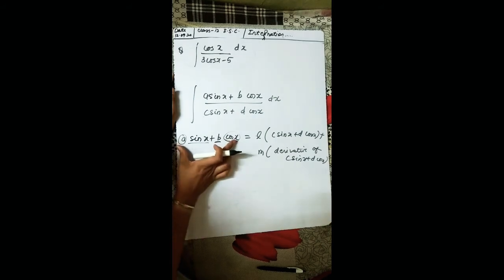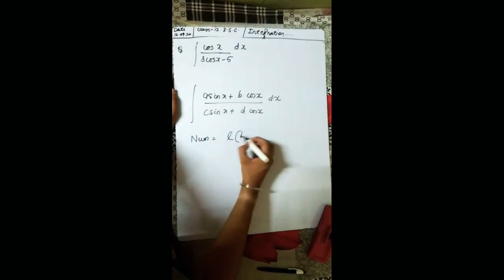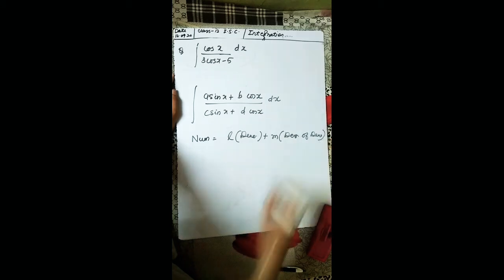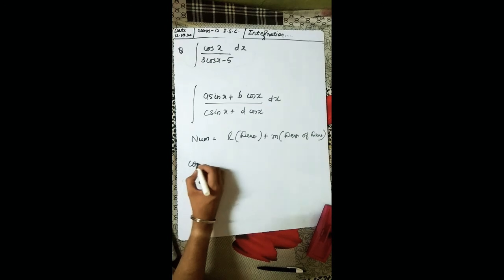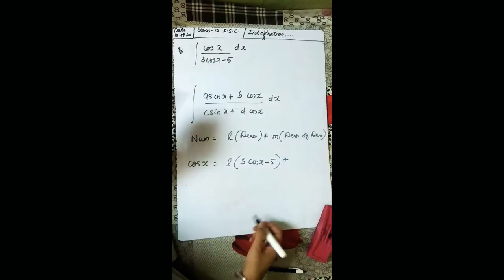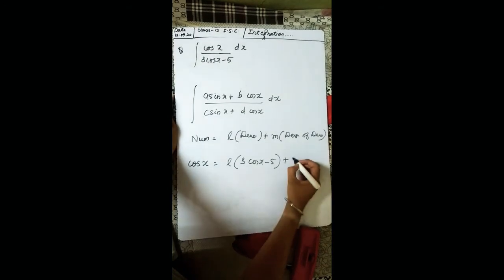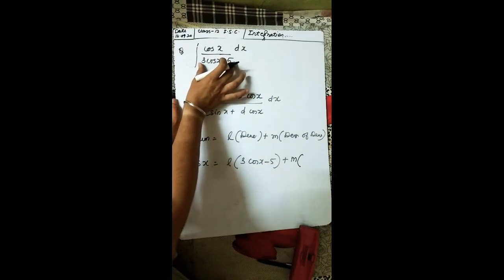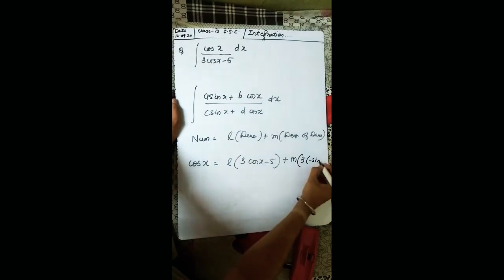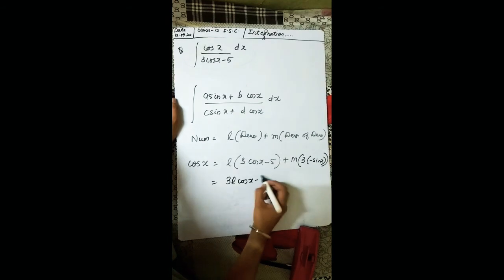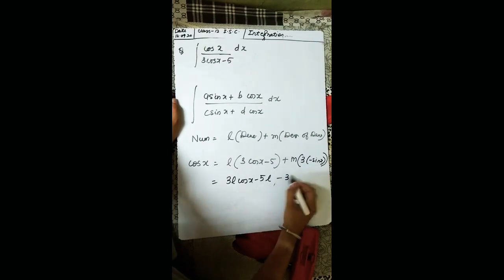As I told you, the numerator, let me write it in very simple language. Numerator is equal to L bracket denominator plus M bracket derivative of denominator. I mean the numerator, which is cos x, equals L into the denominator, which is 3 cos x minus 5, plus M bracket derivative of denominator. What will be the derivative of the denominator? It will be minus 3 sin x, because the derivative of 3 cos x is minus 3 sin x. Multiply this by L. So 3L cos x minus 5L plus minus 3M sin x.